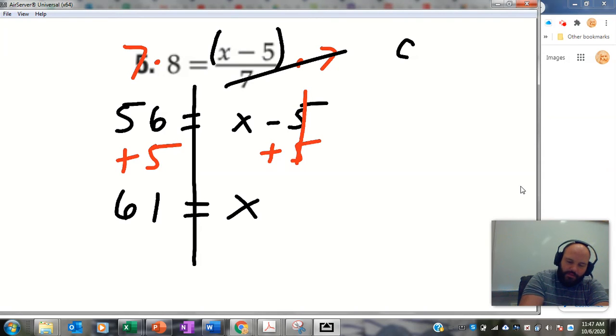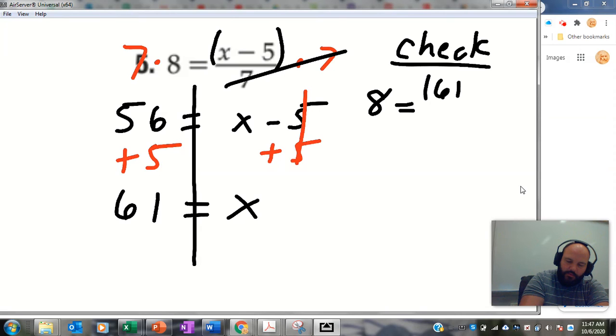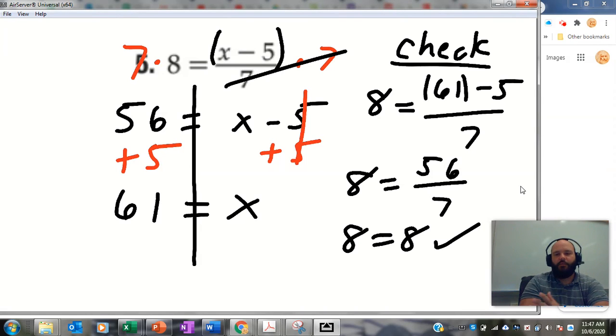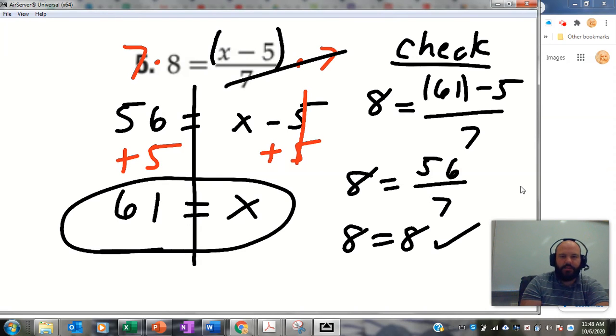In order to check this, we're going to write our original equation. 8 equals, now in place of x, I'm going to write 61 minus 5 over 7. So 8 equals 61 minus 5 is 56 over 7. And 56 divided by 7 is indeed 8. So it worked, and we solved it correctly. So our answer is x equals 61.